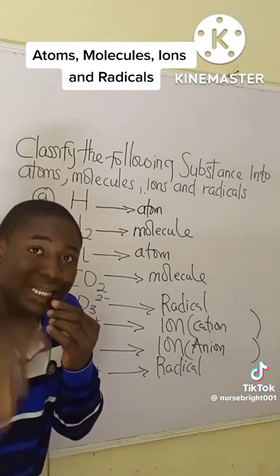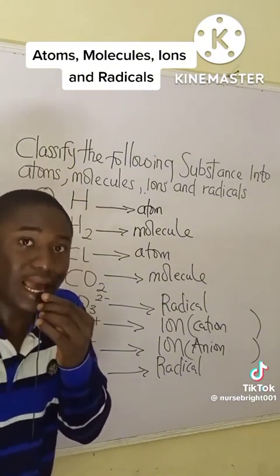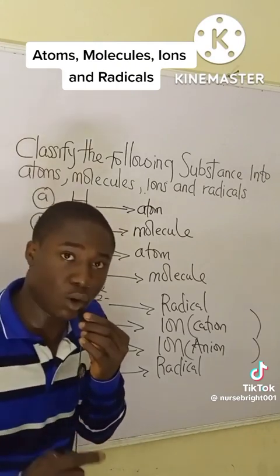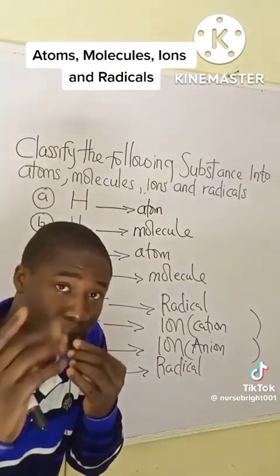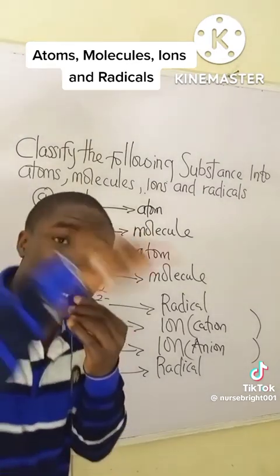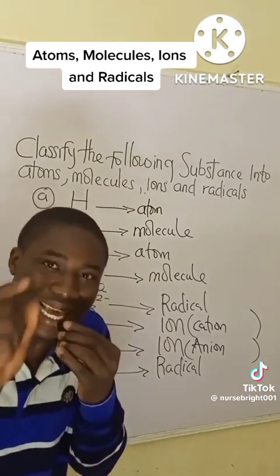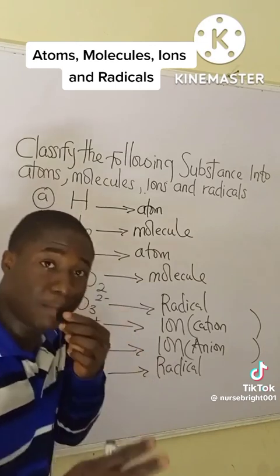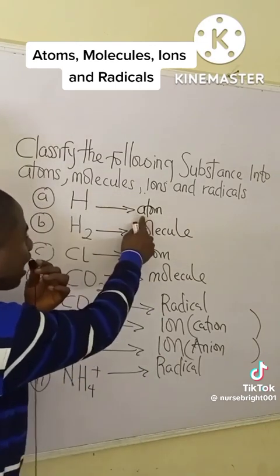Whenever we see the symbol in chemistry, H, we simply call it hydrogen. It must be noted that when that particular symbol is standing alone, we simply say that the element called hydrogen is existing in its atomic state. So, looking at H here, we simply call it hydrogen atom.